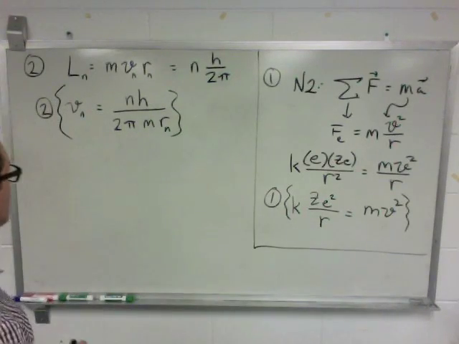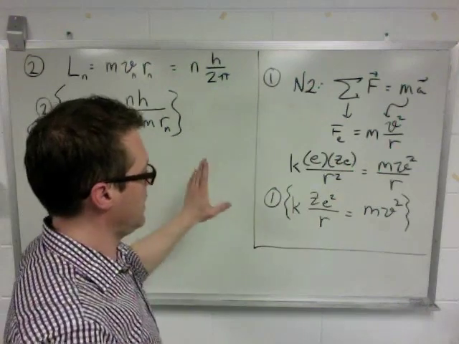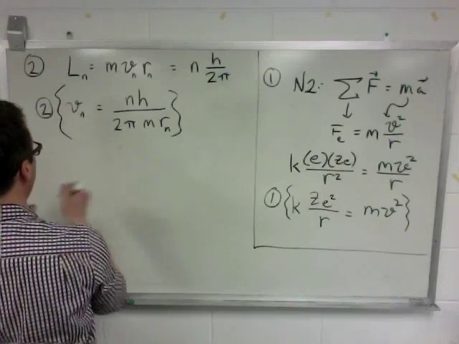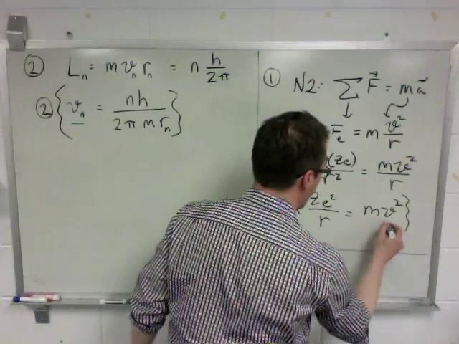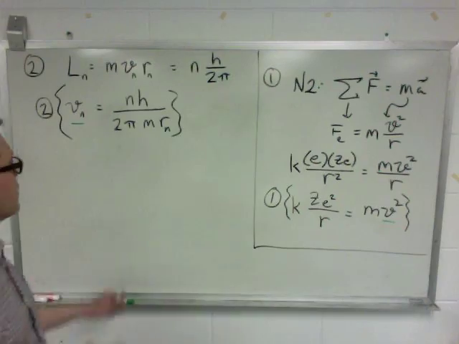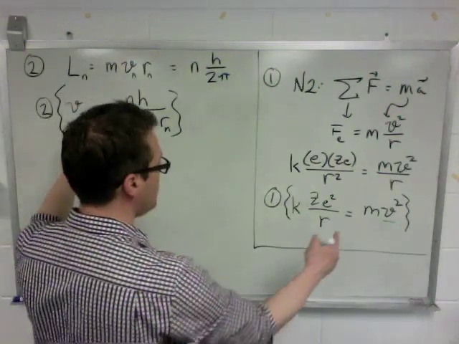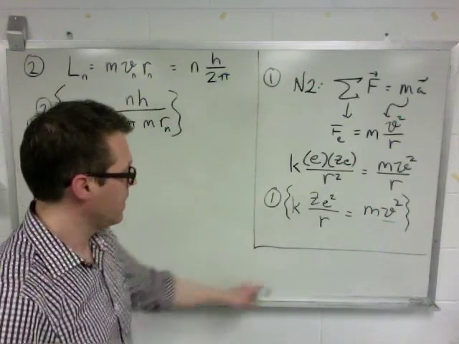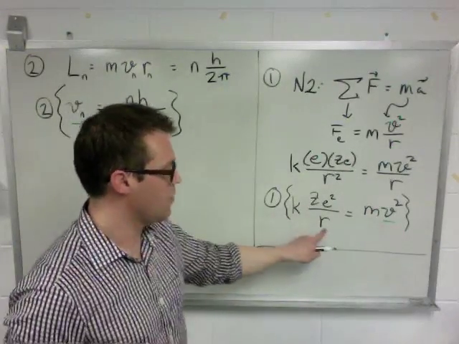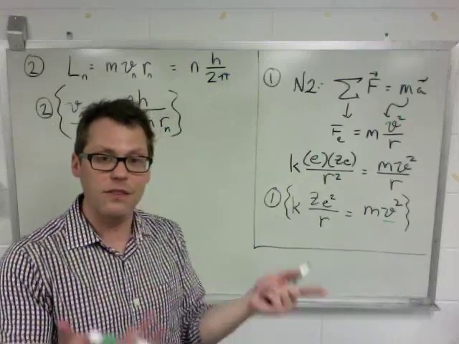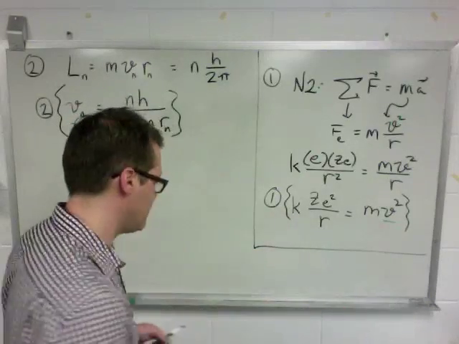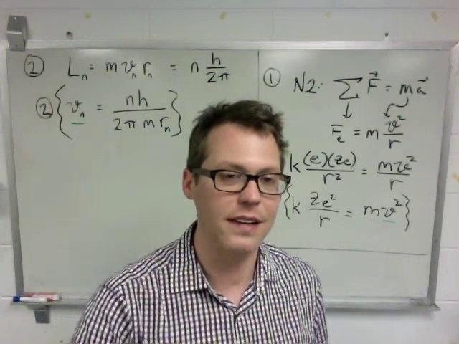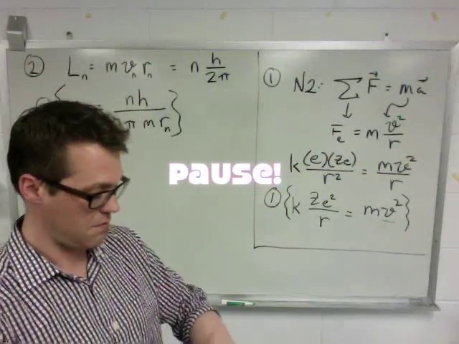Now what I want you to do, in a second, is pause the video and take this value for V sub n and plug it into this equation right here. The reason I want you to do that is because I want you to take these two equations and eliminate V. If you solve the equation that you get for R, then you will have all of the available R values for our Bohr orbit. So go ahead and do that. You should pause the video for a second and do that for yourself, okay?